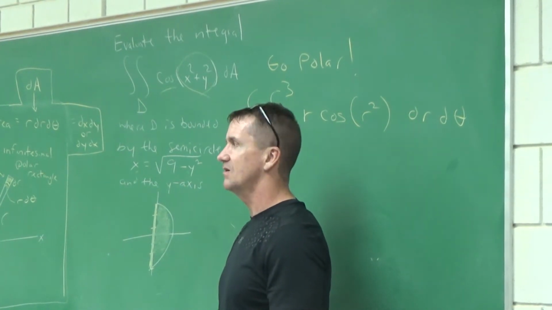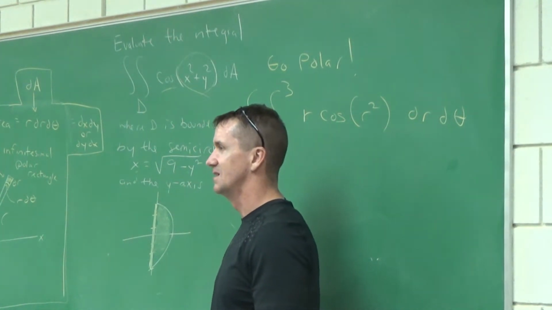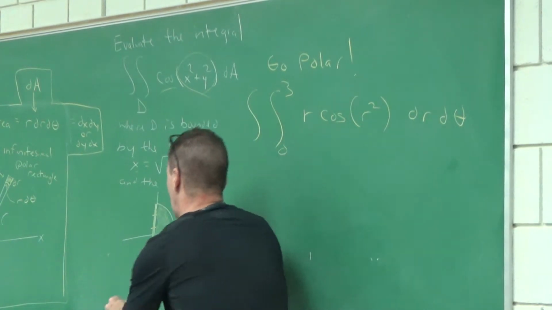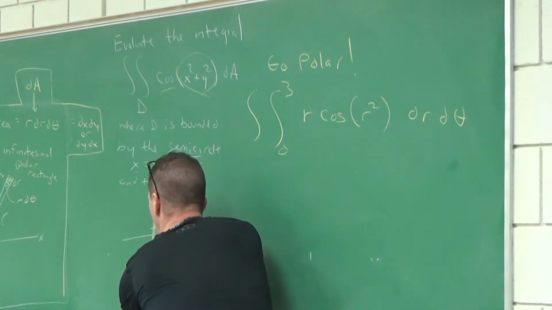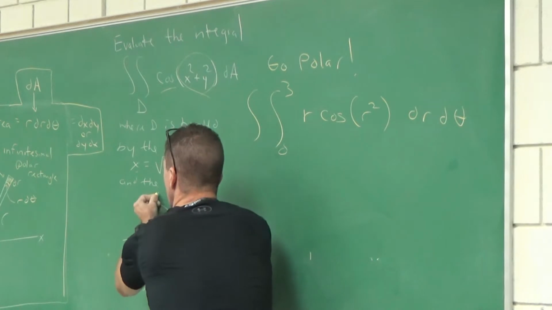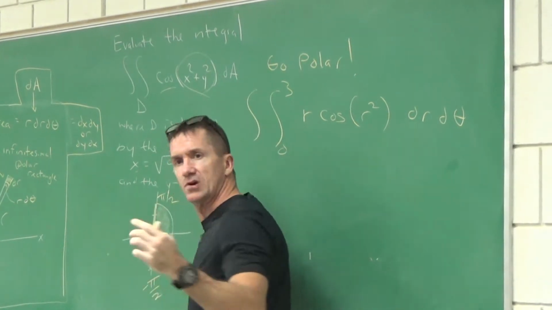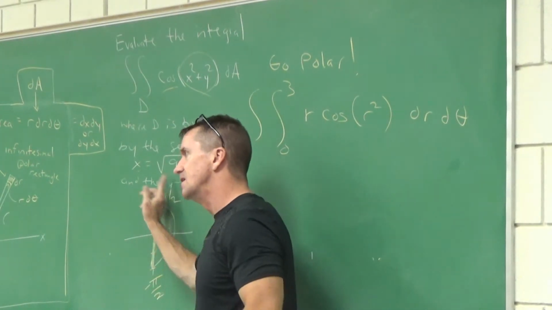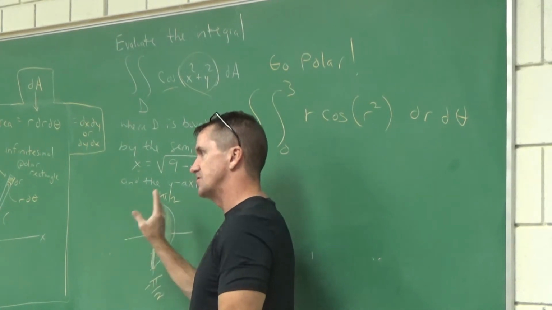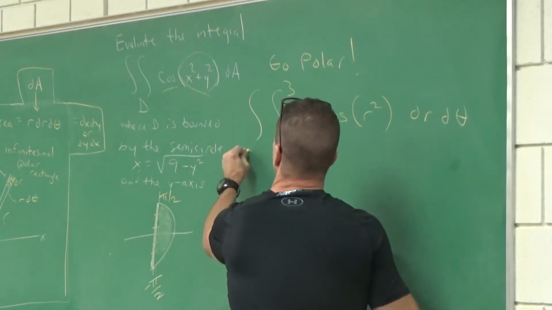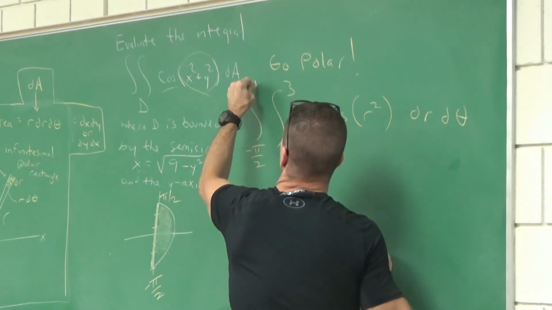Can you help me with theta though? You got to think back to trigonometry. You just go from negative pi over 2 all the way up to pi over 2. Remember in trigonometry we always rotated this way? So that's what we're going to have to put: negative pi over 2 to pi over 2.